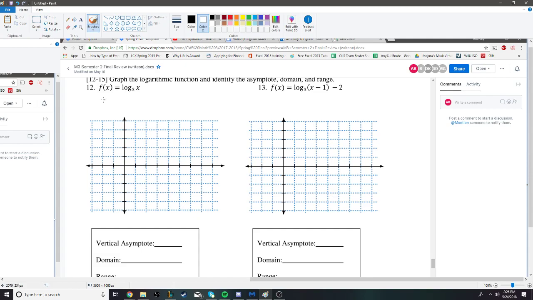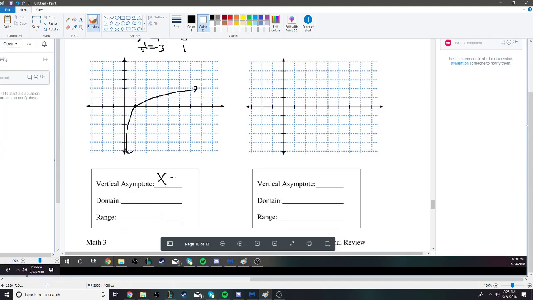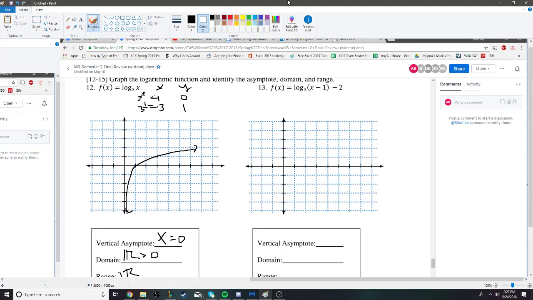Okay, so to graph this, log base 3. So our x values are going to be 3 to the 0, which is 1, and 3 to the 1, which is 3. Which means our y values are going to be 0 and 1. So 1 comma 0, 3 comma 1, and it's going to hug that axis and then take off. Vertical asymptote is at x equals 0. Domain is going to be all real numbers greater than that asymptote, which is 0. And the range is all real numbers.